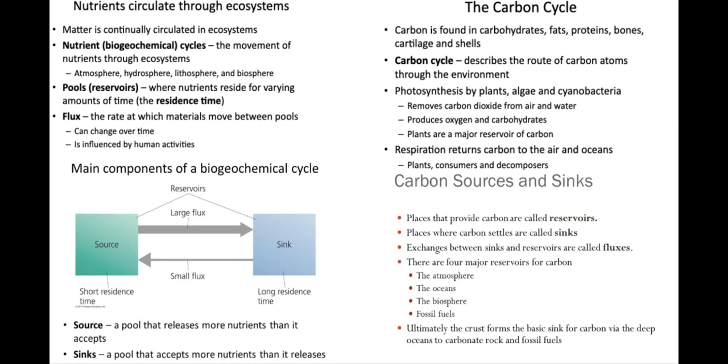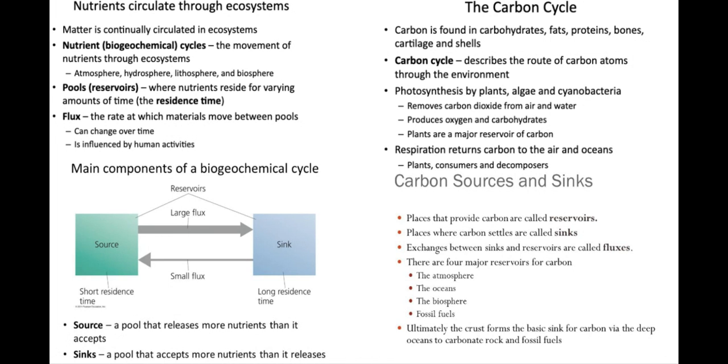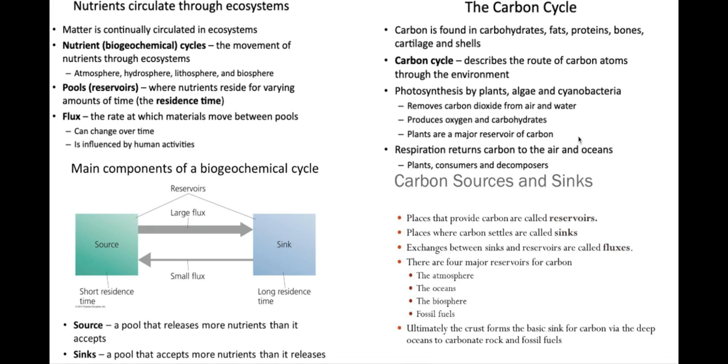Okay, so the nutrients in general are going to circle through the ecosystem as matter. We know that matter cannot be created or destroyed, it's going to be transformed. That's why it's going to be circulated in the ecosystems. Now, the nutrient or biogeochemical cycles are the movement of those nutrients through the ecosystems, through the different types of spheres or areas. We also need to know at this point the difference between a reservoir, a sink, and a source. The two types of reservoirs are sources and sinks. Both of them are reservoirs. We need to know what is a large flux and a small flux. A source is a pool that releases more nutrients than it accepts, and a sink is a pool that accepts more nutrients than it releases. The flux is the rate at which materials move between the sinks and the sources. It can change over time, so the fluxes can change because of human activities.